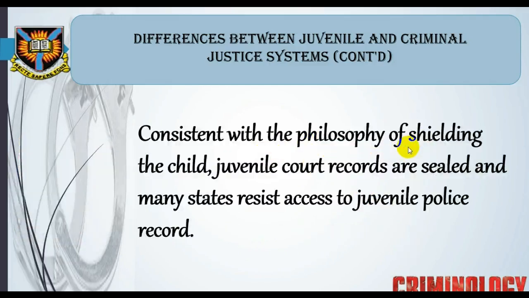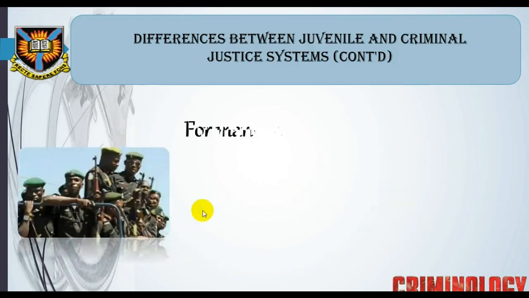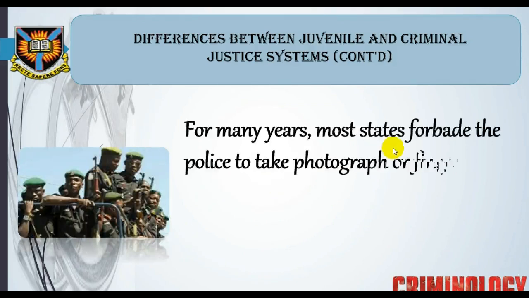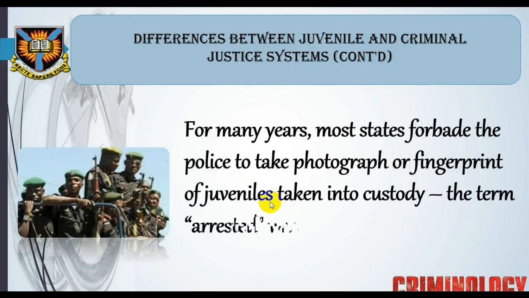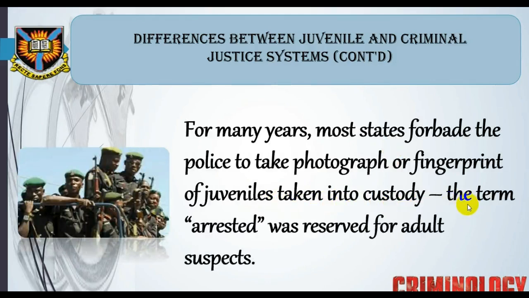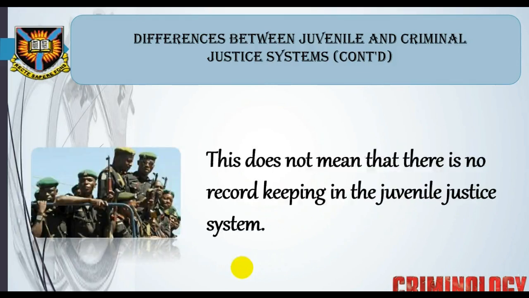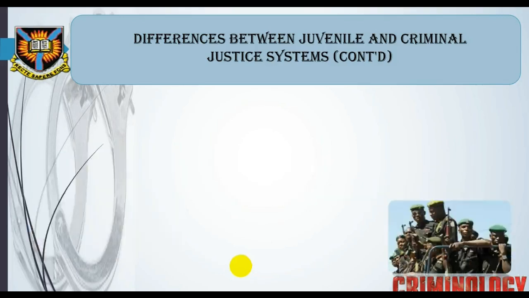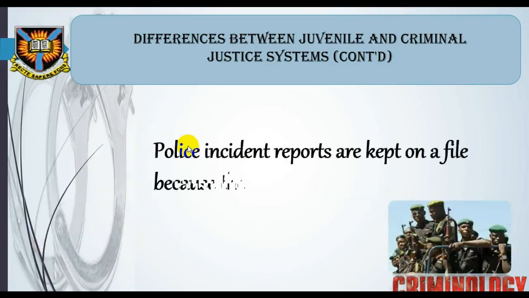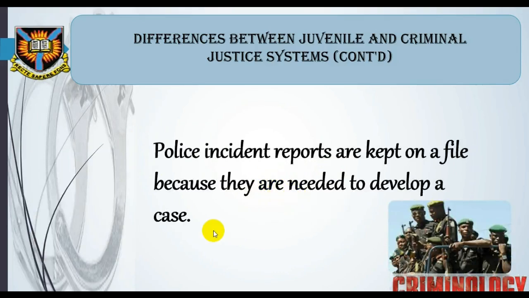Consistent with the philosophy of shielding the child, juvenile court records are sealed, and many states restrict access to juvenile police records. For many years, most states forbade the police to take photographs or fingerprints of juveniles taken into custody. The term "arrested" was reserved for adult suspects. This does not mean that there is no record keeping in the juvenile justice system. Police incident reports are kept on file because they are needed to develop a case.